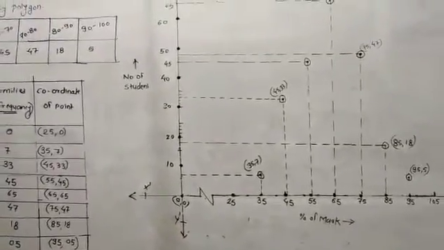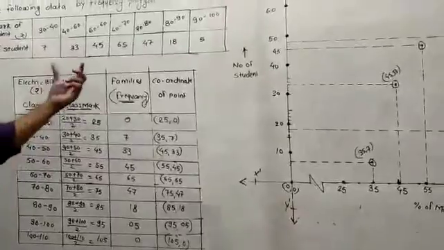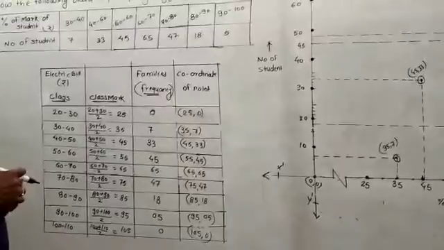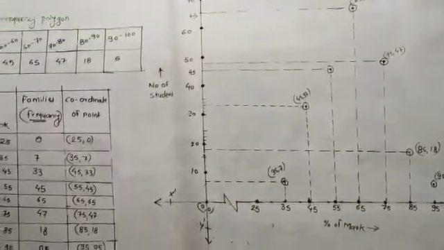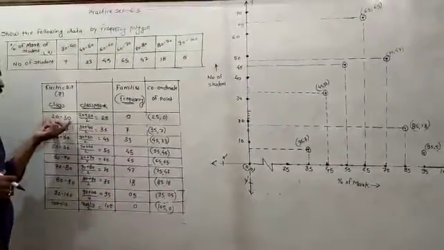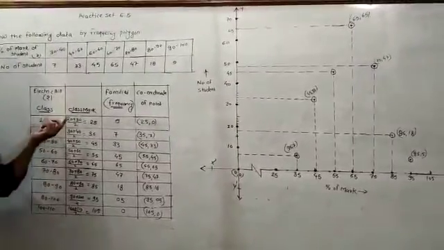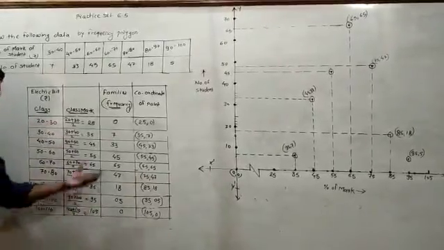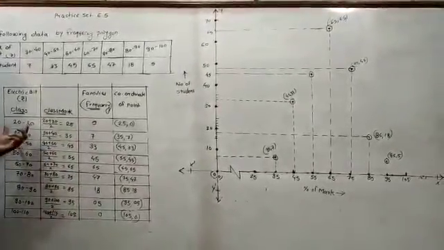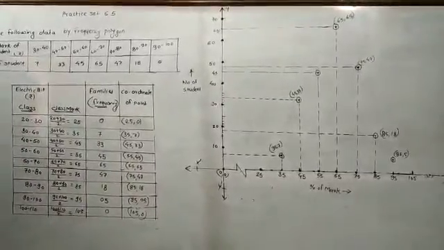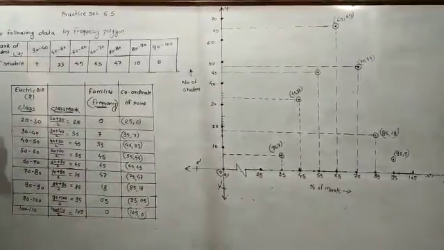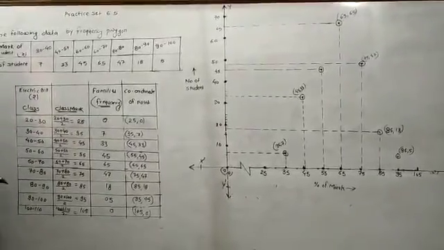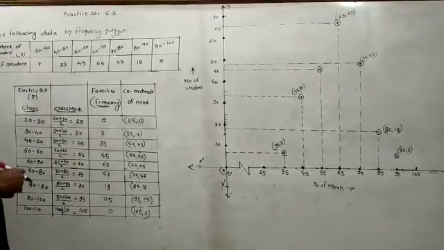In this way you have to write the coordinates of each and every point, and after that you start to draw the frequency polygon. For this you have to prepare one class at the start and one at the end, each with frequency 0. That's why you have to leave space for the new classes, and write the remaining classes according to our data. Once you prepare this data, it is very easy to draw the frequency polygon.